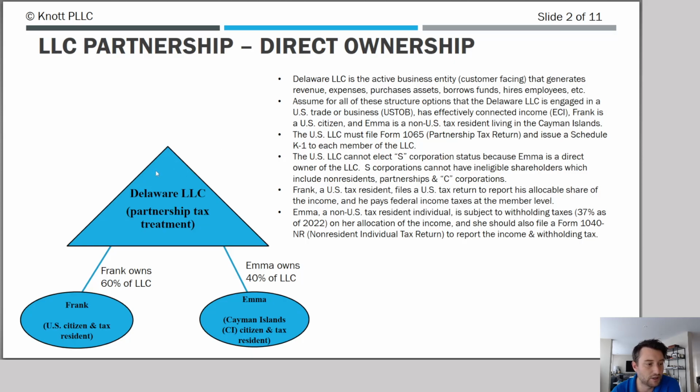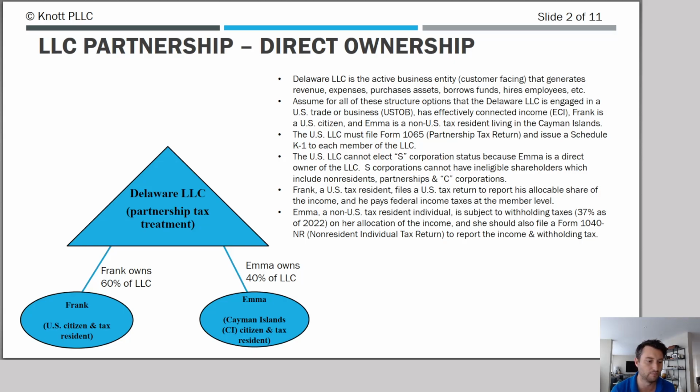Now, the Delaware LLC here is going to be the active business entity, meaning the customer-facing entity. So this is the entity that's going to bring in the revenue, it's going to have expenses, it's going to enter into contracts, and the reason why I want to make that distinction very clear is because as we add other entities to this structure, you're going to have intermediary entities that don't really do anything other than just hold membership units in the operating company.